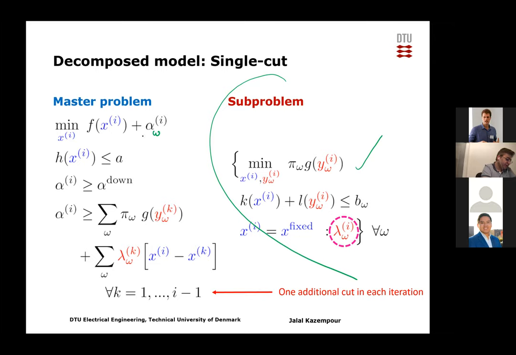So can I leave it as it is, or do I need a sum over omega? Exactly, Priyanka. We need a sum over omega. Very nice. By the way, I forgot to put alpha here. So we have alpha omega for all omega. And since we have alpha omega, it's clear that we will have one cut per scenario. Right?